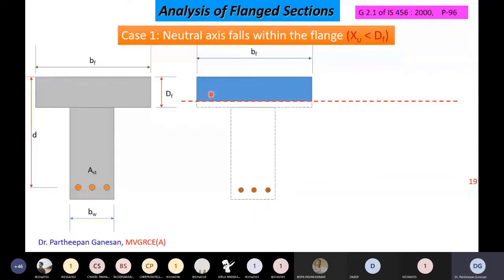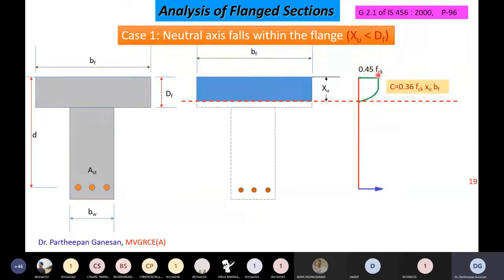So for this one, it is exactly the same as what you did for the rectangular beam. Only thing is, instead of the rectangular beam in the compression zone, you have BF. It is not BW, it is BF that is there. So how will the stress diagram look like? This is XU. Okay, this XU is the neutral axis depth, and this XU is less than DF. DF means thickness of the flange. Let us say this is 200 mm or 150 mm. XU will be 100 mm or 90 mm, less than 150 mm. So when the neutral axis is less than the thickness of the flange, this is the compressive stress diagram. The tensile force will be along this steel.